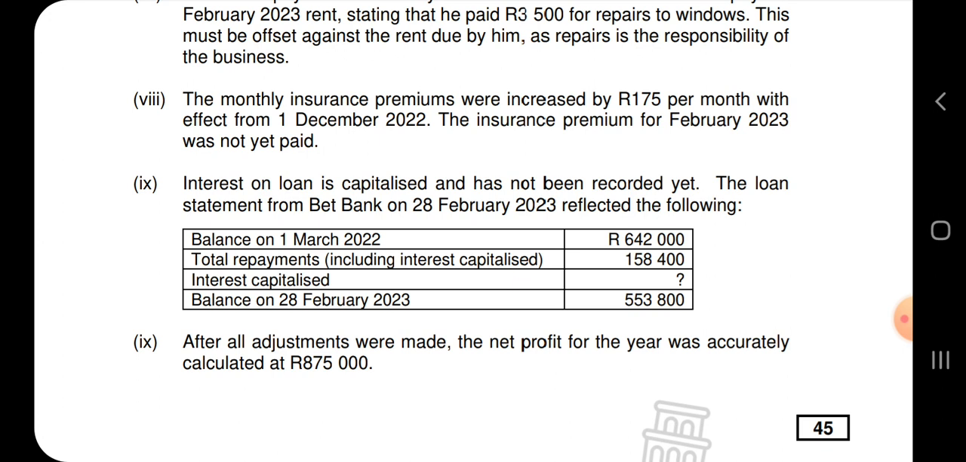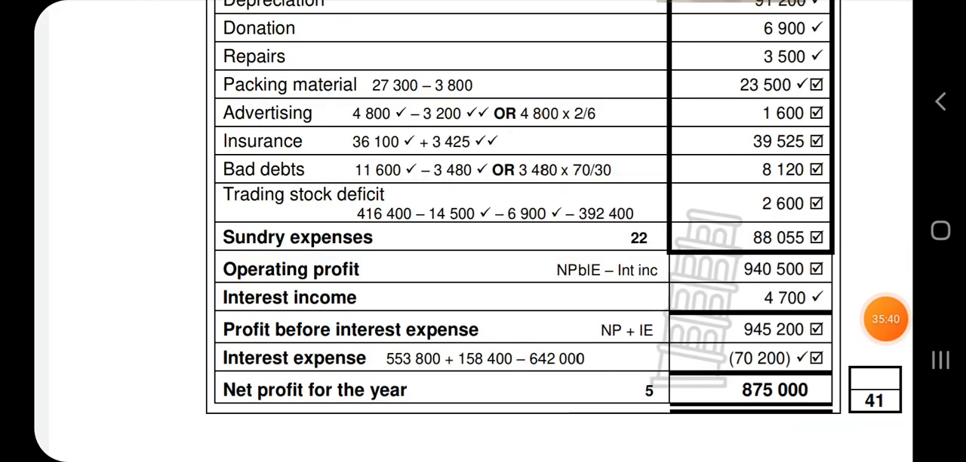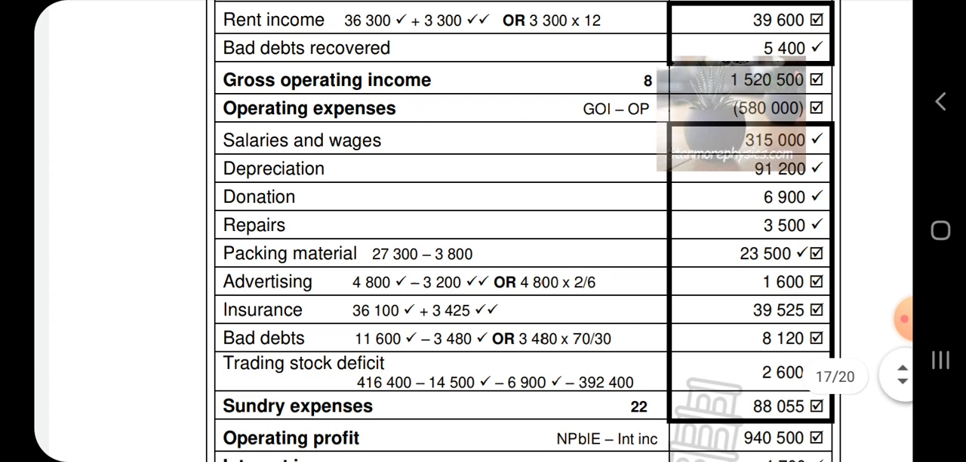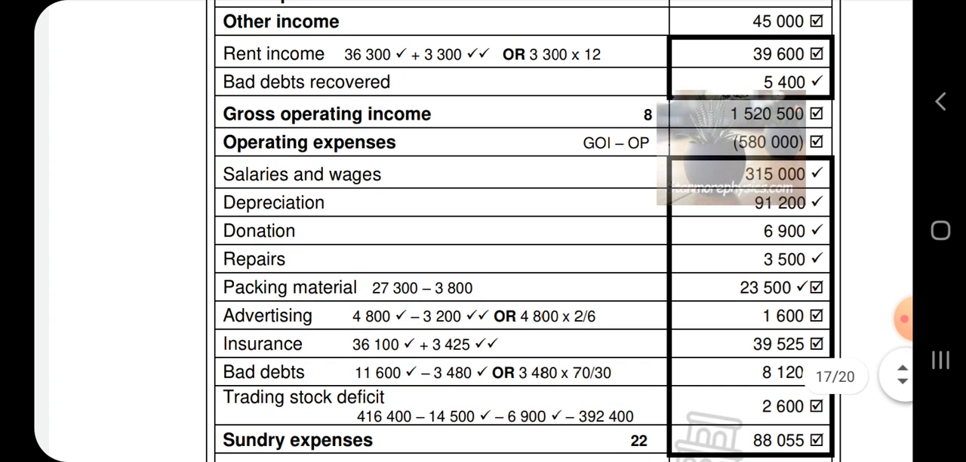So you're going to take the 553,800 rand, and you will add the 158,400 and then subtract the 642,000. You're going to get 70,200 rand. That is interest expense. So here it is on the menu. We have 553,800 plus 158,400 minus the 642,000. You got the 70,200 rand.